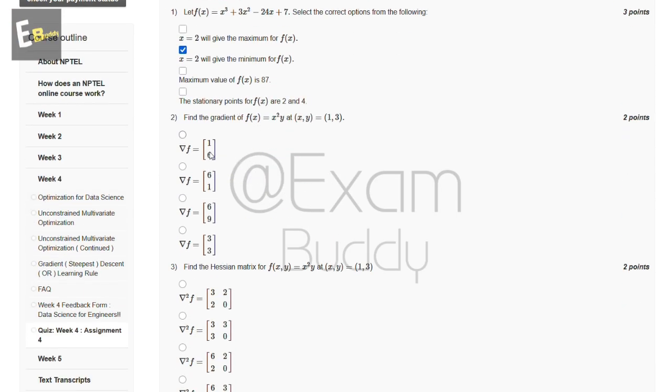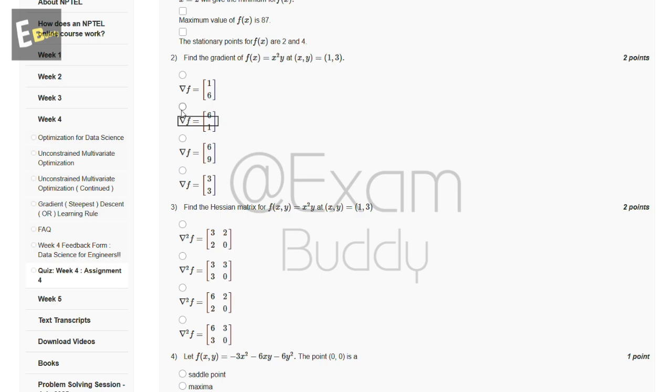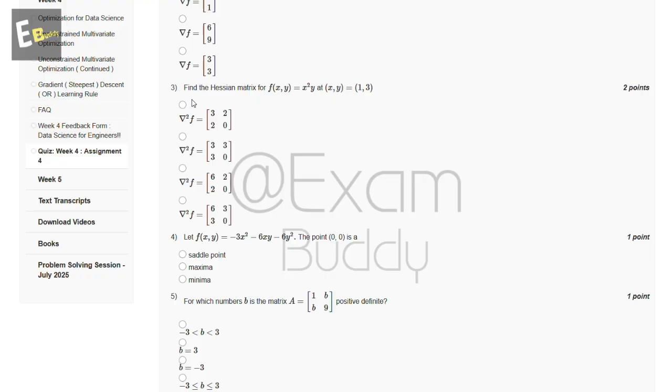Now the second question is, find the gradient of f of x equal to x square y at x comma y equal to 1 comma 3. So the answer of our second question is also B, delta f equal to 6 1. Now the third question is, find the Hessian matrix for f of x comma y equal to x square y at x comma y equal to 1 comma 3. So the answer of our third question is C.